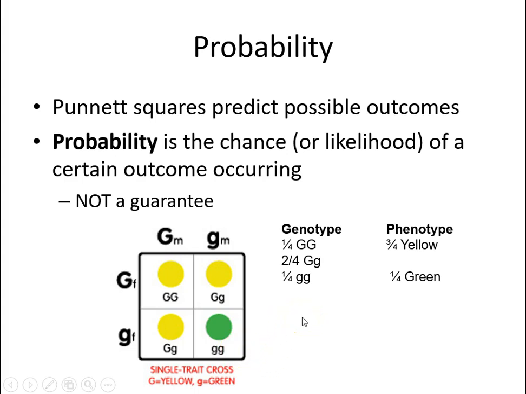Just like a couple might have 2 children. And based on probability, they should have 1 girl and 1 boy. But we also often see families that either have 2 daughters or 2 sons. So probability is just the chance that something might happen. It's not a guarantee.